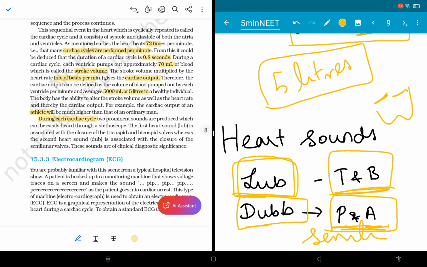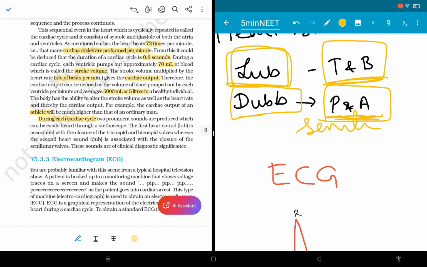So these sounds are of clinical significance. A difference or murmur in these two sounds may signify some anomaly, some problem in your heart. So it is of diagnostic significance. These two are normal heart sounds.